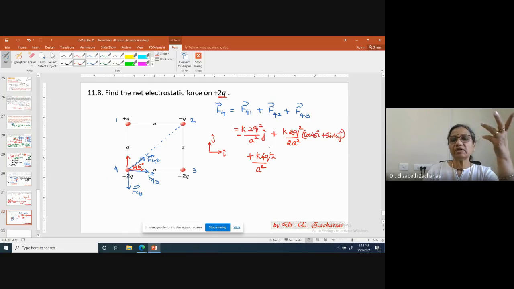Now from here, I'm sure anybody can finish it, right? This is I cap. Now can't you do this? Cos 45 is 1 by root 2, sin 45 is 1 by root 2, then add up the I components, add up the j components. You get the force. Yes or no? Can you do these kind of problems?